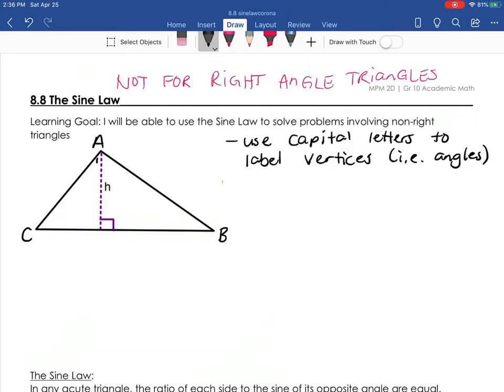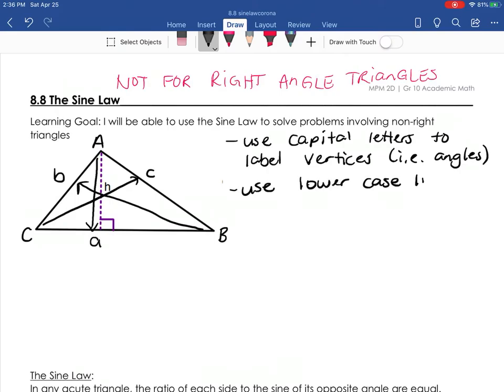Okay, and then what we do for the side lengths, you go across. So the opposite side of A is down here, and we use lowercase letters. So this is side a. Across from B, little b, across from C, little c. Okay?